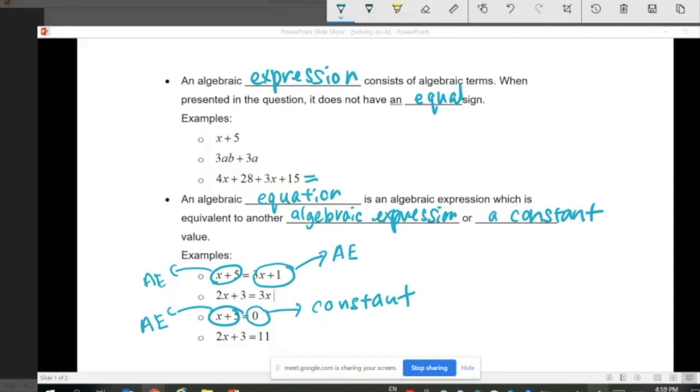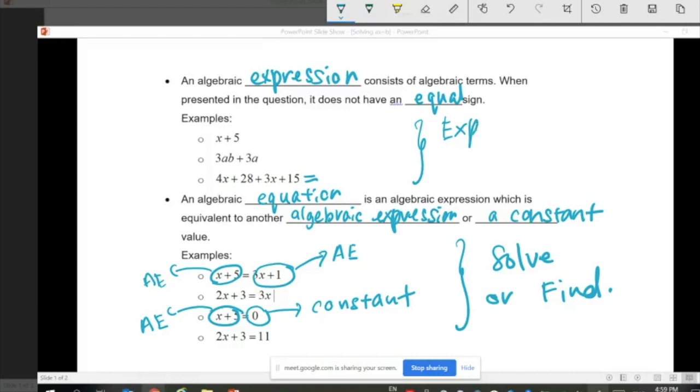And for an algebraic equation, your objective is to solve or to find x. So they always ask you to solve or find. For an algebraic expression, the question comes in the form of expand, simplify, or factorize.